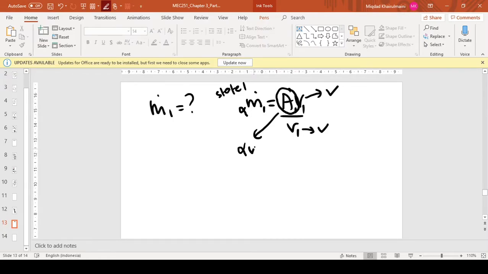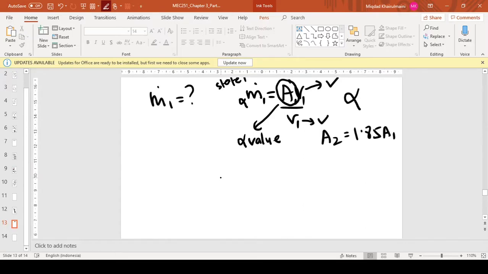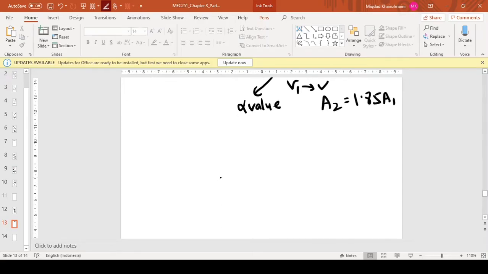But for area at state 1, we don't have the value. We only have the relationship which states that A2 is 1.85 greater than A1, no values. So there are two unknowns here, and automatically this equation cannot be used. One equation, but two unknowns. So what is the next option? The next option which has the term for mass flow rate is the SFEE.